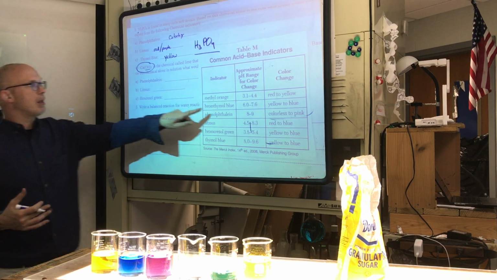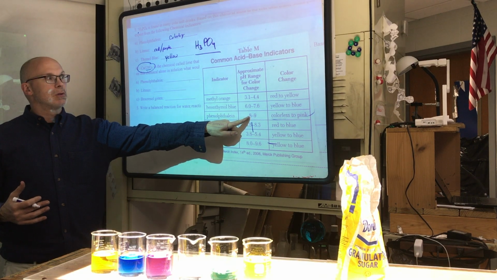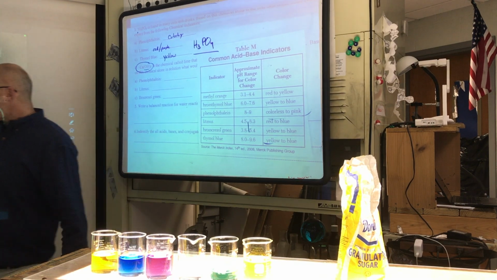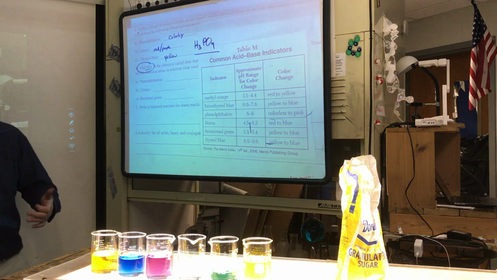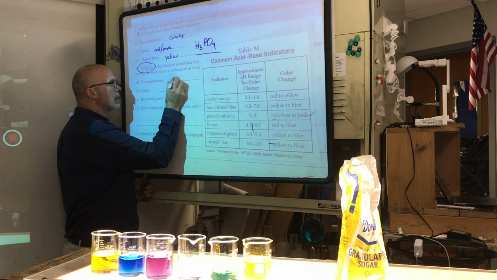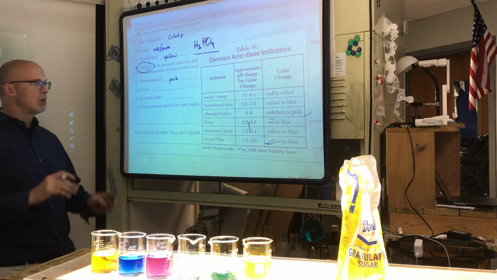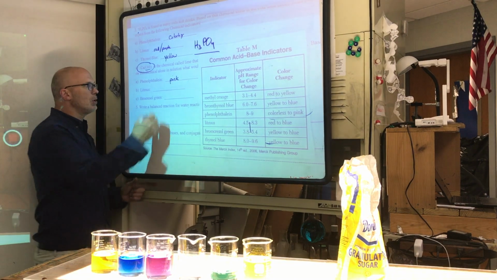So phenolphthalein. What color do you think it is? Anything above 9 is pink. So we're going to basically say pink. Could it be clear? A little bit, sure. Litmus. Above 7, generally speaking, will be what color? Blue.